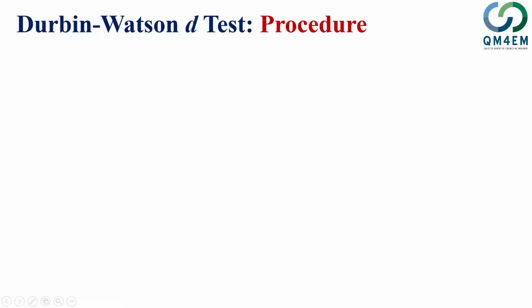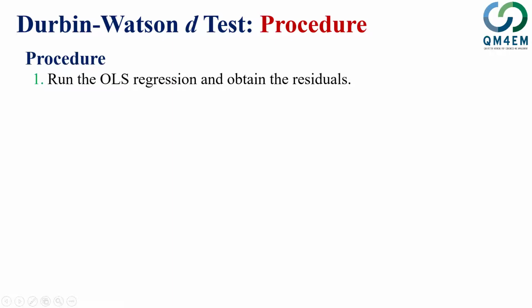So how does this method work? Let me highlight the procedure step by step, and then we are going to apply that in EViews. The procedure is as follows. First of all, we run the OLS regression model and we obtain the residuals as a standard procedure. Then we compute the d from the formula. So we already have the formula: the d statistic is equal to 2 times (1 minus rho), or the other formula in the form of summation of error terms.